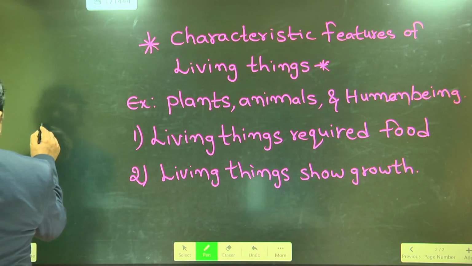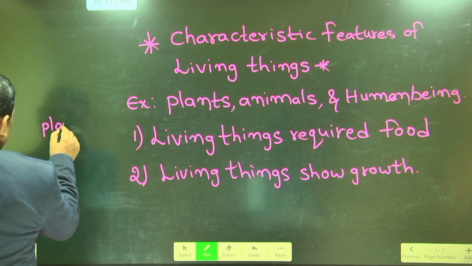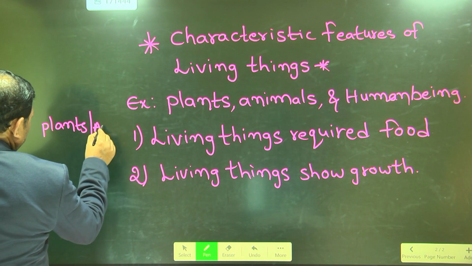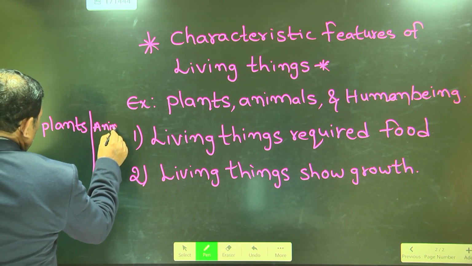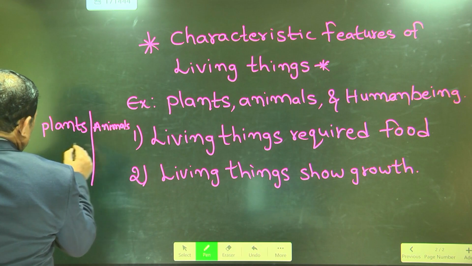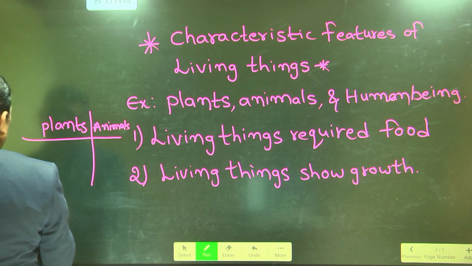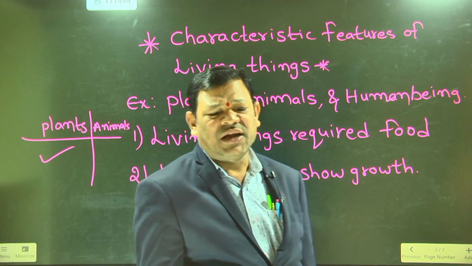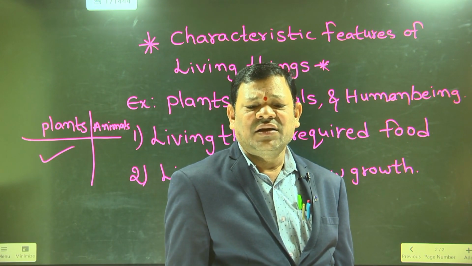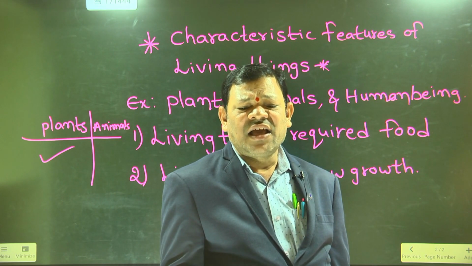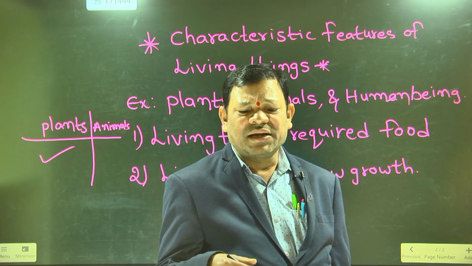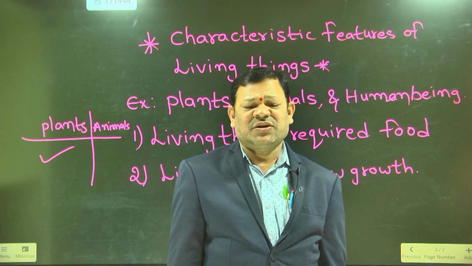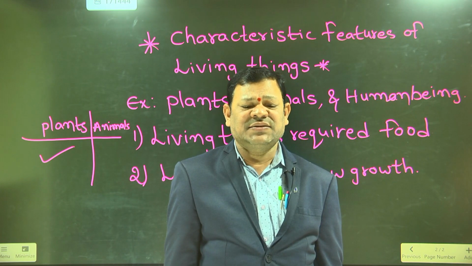When you look at plants and animals, in plants the growth is permanent. What is the meaning of permanent? It means that from the time they are born until they die, the growth continues. Growth is a continuous process.